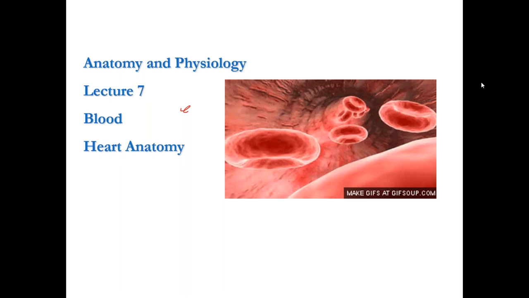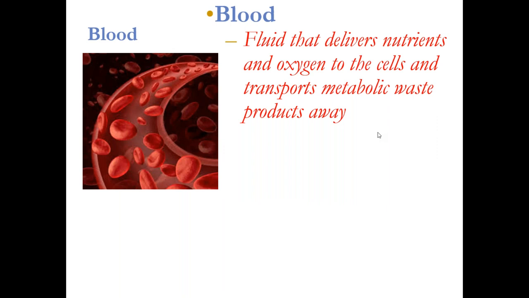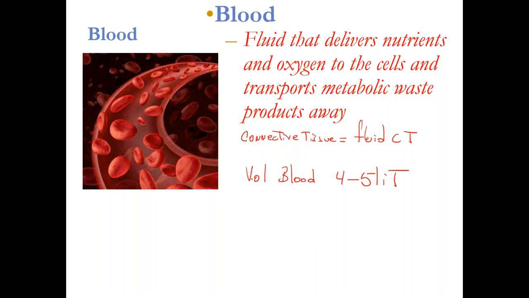Okay, so today we will talk about blood. And talking about the blood, we need to remember that number one, it's a connective tissue, correct? It's a fluid connective tissue, right? How much volume do we have? The volume of blood is going to be between 4 to 5 liters. So that is the amount of blood that we have in our system.